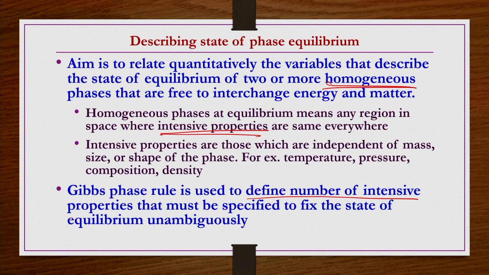So, Gibbs phase rule is used to define the number of intensive properties that must be specified to fix the state of phase equilibrium unambiguously. If you fix the state of phase equilibrium, then it becomes straightforward to obtain the phase equilibrium composition, etc. Okay. So, if you want to describe the state of phase equilibrium, you have to use Gibbs phase rule, right.